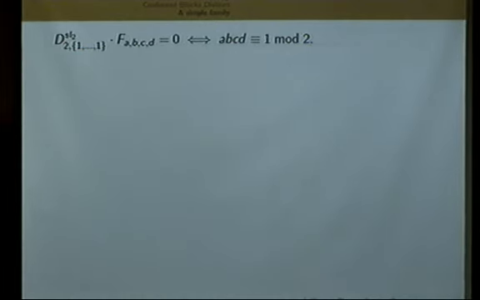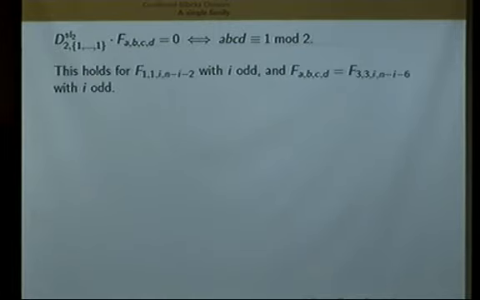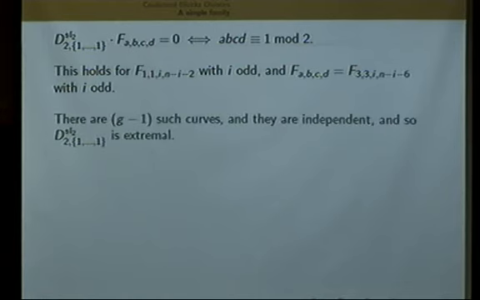The second one is similar. We know by that theorem that the intersection of the divisor with this F curve is 0 if and only if the product is congruent to 1 mod 2. And so we have a set of these curves. We take 1, 1i with i odd and 3, 3i with i odd. There are g minus 1. You don't have to take all of these; you can take a subcollection of g minus 1 of them. Let's consider the example for n equals 8.